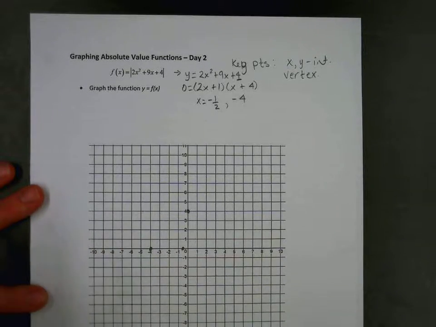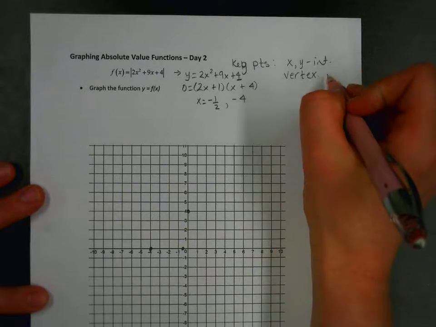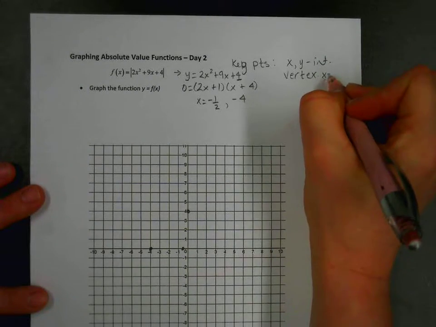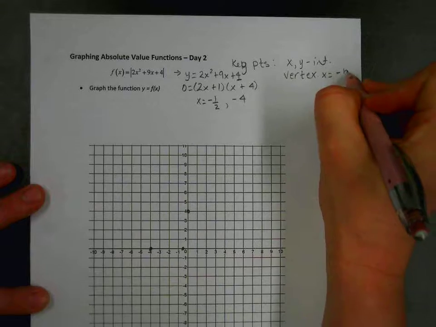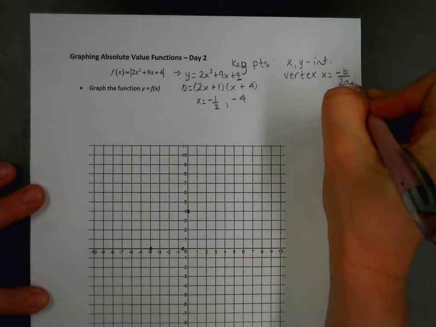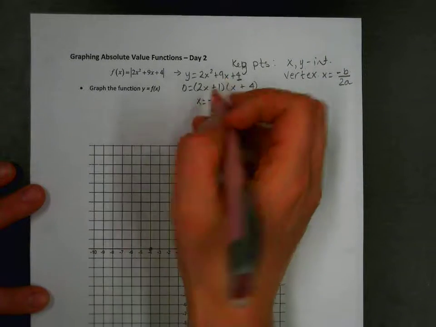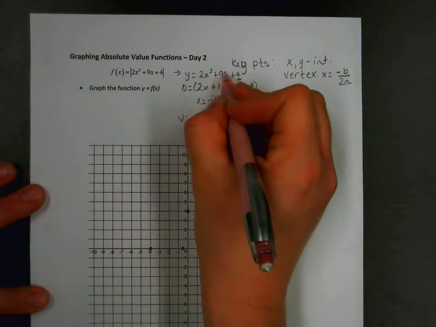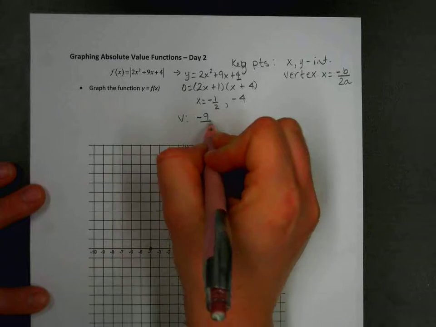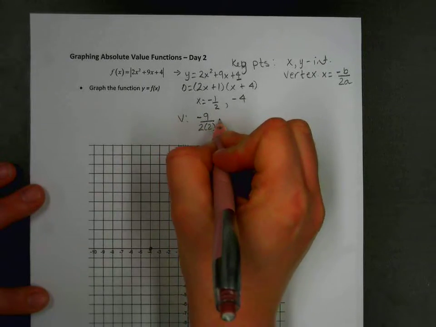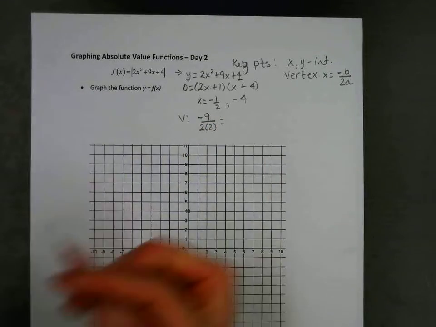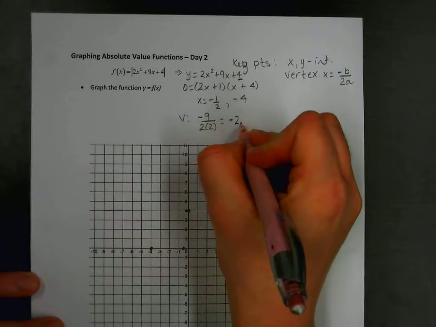The last point I want to plot is my vertex. To find the vertex, remember the quick way to do that algebraically: the x value of your vertex is simply -b divided by 2a. So I'm going to take my -b value, which would be -9, and divide that by 2 times 2. When I divide those values, I get -2.25.